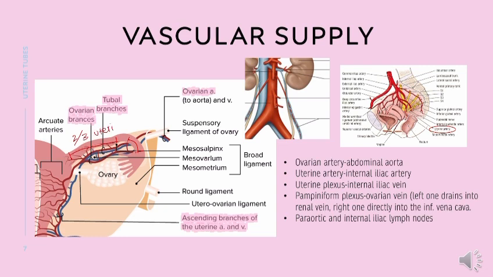Venous drainage is by the uterine plexus and the pampiniform plexus. The uterine plexus is a tributary of the internal iliac vein. Meanwhile, the pampiniform plexus drains into the ovarian vein. The left ovarian vein drains into the left renal vein, while the right one drains into the inferior vena cava directly. Lymph drains into the para-aortic and the internal iliac lymph nodes.